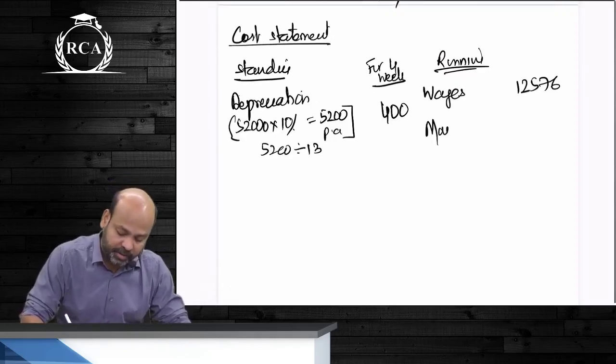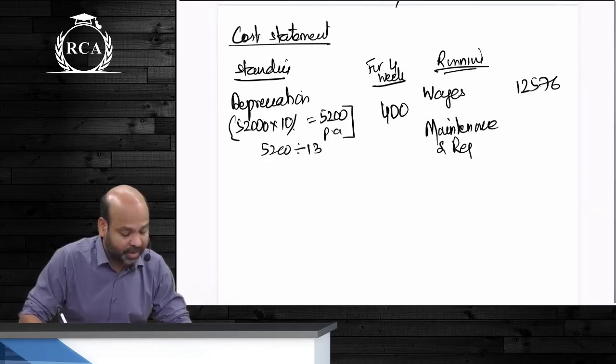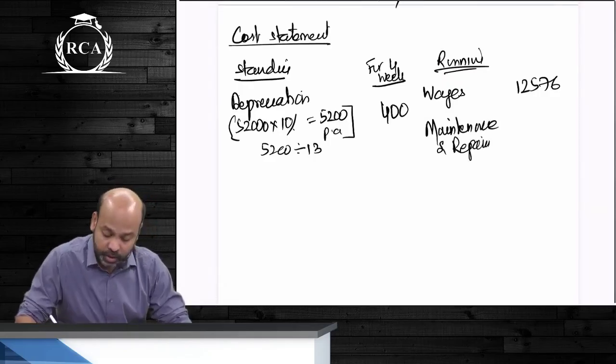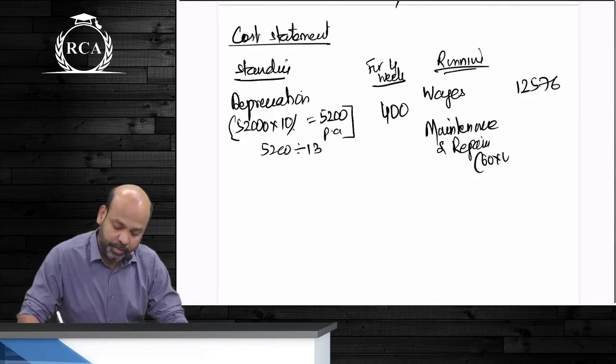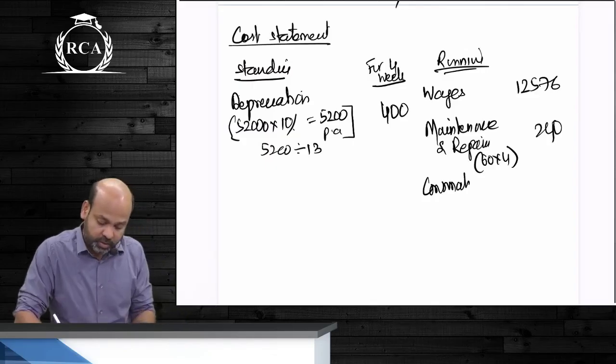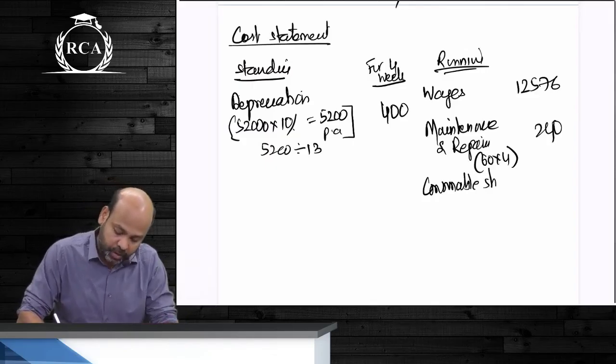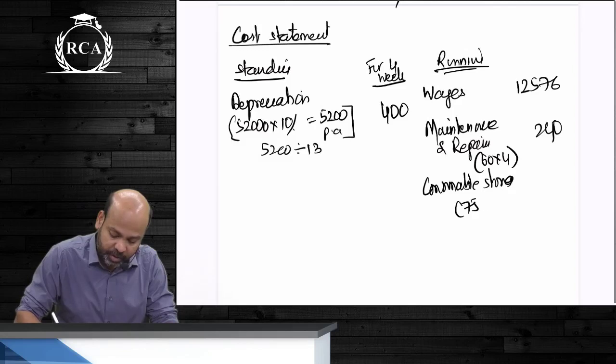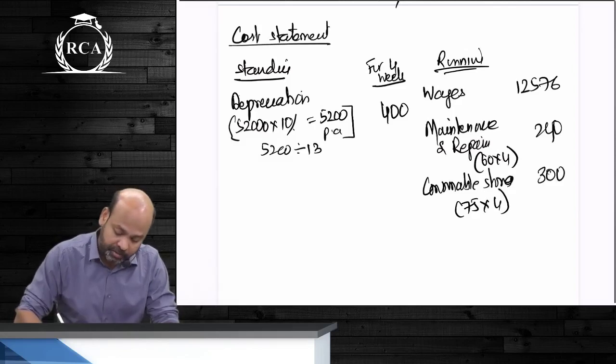Maintenance and repairs, beta, where will you put it? Under running charges. Maintenance and repairs, guys, is 60 rupees per week. So into 4, beta, this will become 240. Consumable stores, beta, is 75 per week multiplied by 4. This will become 300.